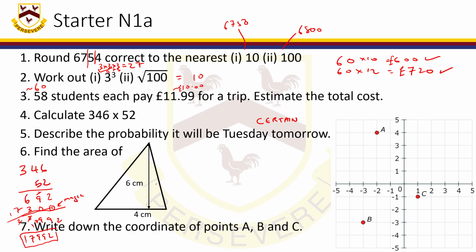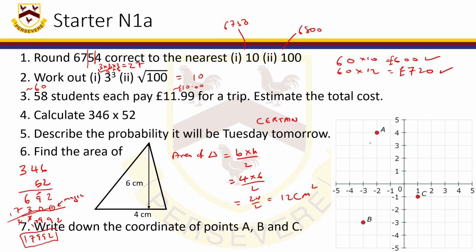Find the area of this triangle. Area of a triangle is given by base times height, the perpendicular height, divided by 2. Our base here is 4, times the height is 6, divided by 2. So 24 divided by 2, which is 12. And our units for area, centimeters squared.